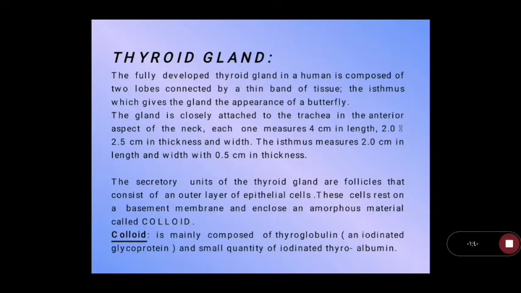The secretory unit of the thyroid gland are follicles that consist of an outer layer of the epithelial cell. These cells rest on the basement membrane and enclose an amorphous material which is called the colloid. Colloid is mainly composed of thyroglobulin, which is iodinated glycoprotein, and a small quantity of iodinated thyroid.